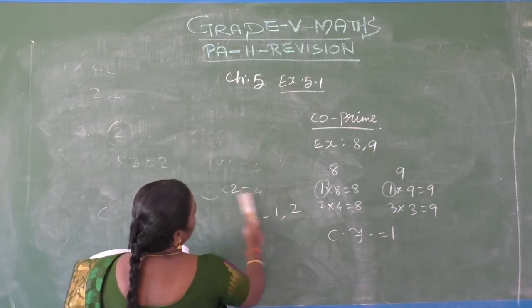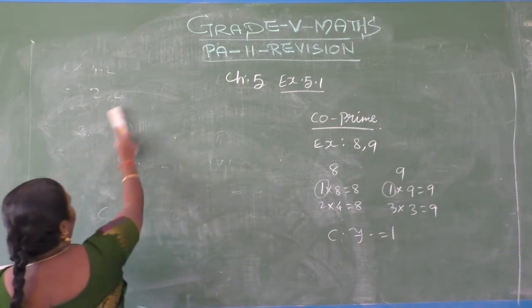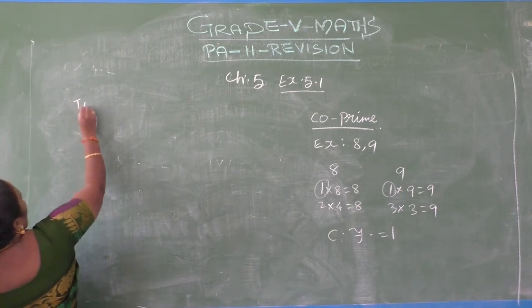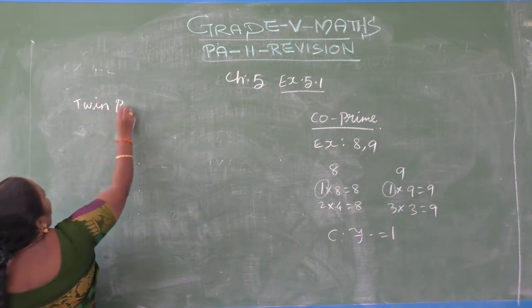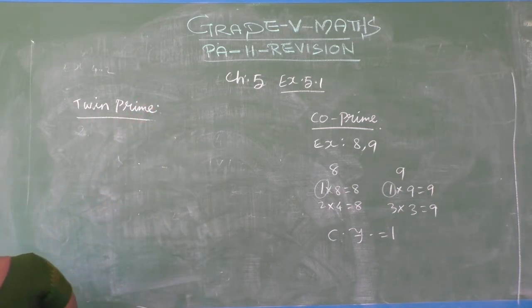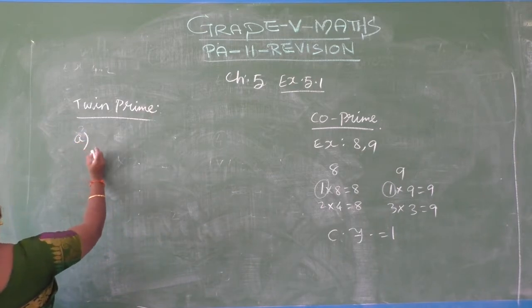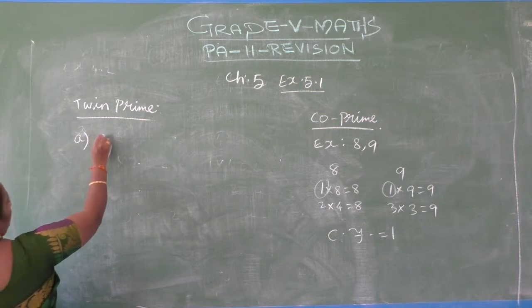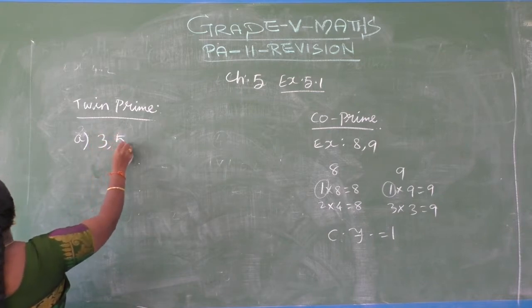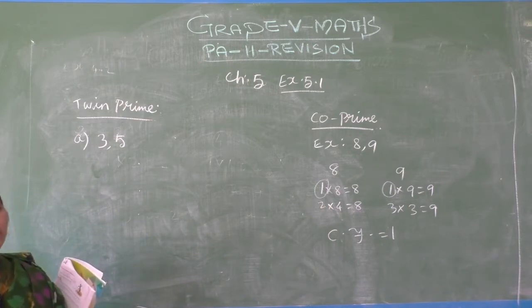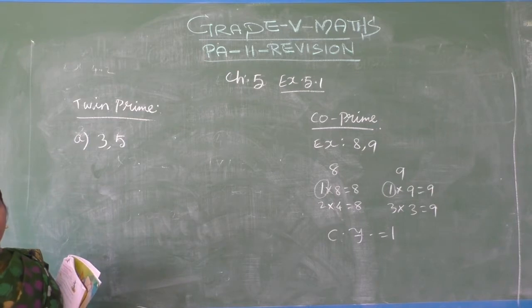What is meant by twin prime? Listen. Twin prime means two prime numbers whose difference is 2 are known as twin primes.